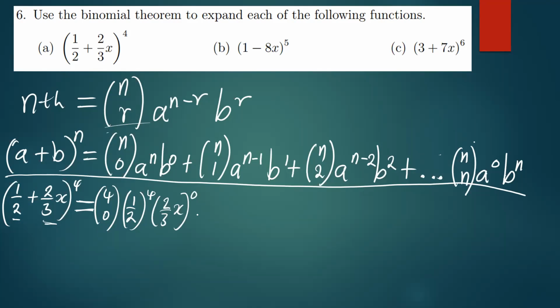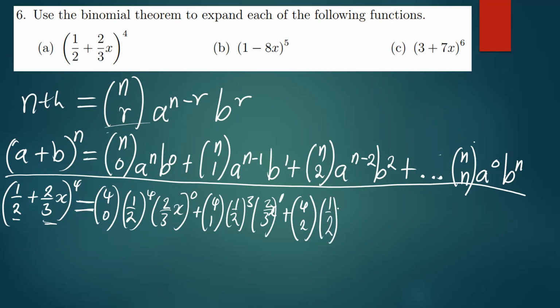And the next term there will be n, which is 4, choose 1. And then we have a, which is half, to the power n minus 1. So we say 4 minus 1, which is 3. And then there we have 2 over 3x to the power 1. Then the next term will be 4 choose 2. Then we have 1 over 2 raised to the power 4 minus 2. This will give us 2. And then we have 2 over 3x raised to the power 2.